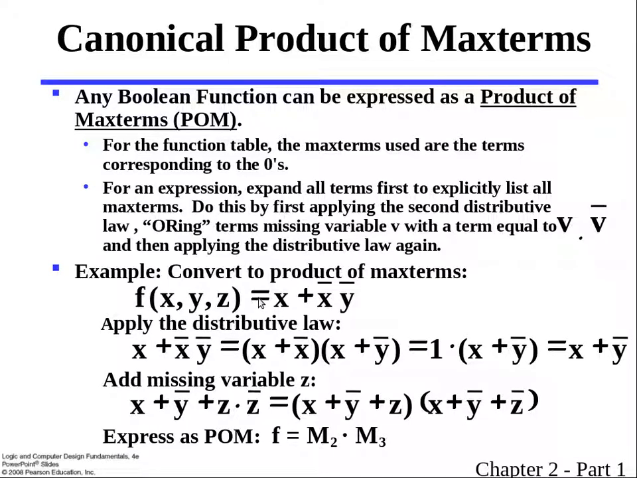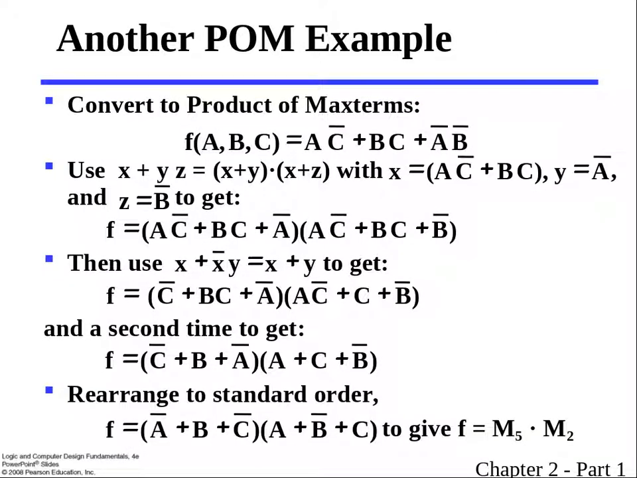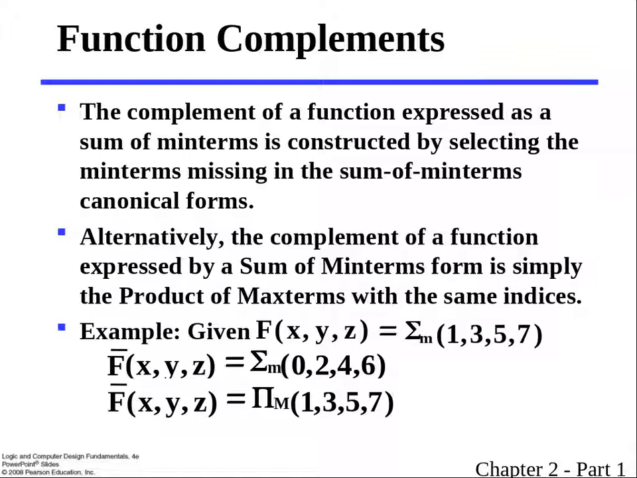Since we can do the minterms, we can now complement it and get the product of max terms. It's a similar trick, or you can just convert it to a sum of minterms and then complement the whole thing to get the max terms. Here's the important part: if f of x, y, z is the sum of minterms 1, 3, 5, 7, and you complement it, you would get the sum of minterms 0, 2, 4, 6, which ends up being the product of max terms 1, 3, 5, 7.